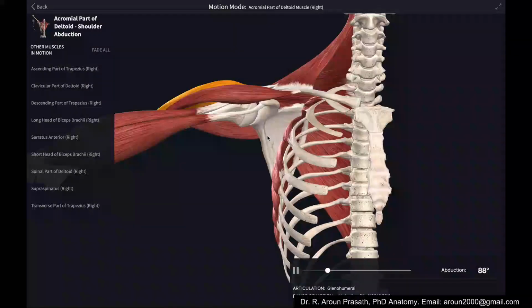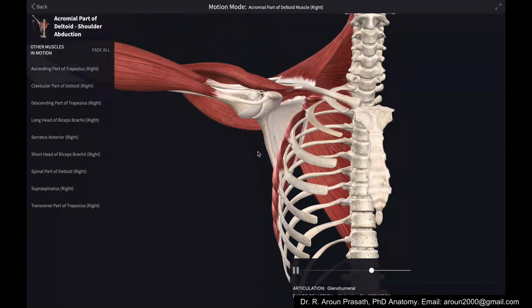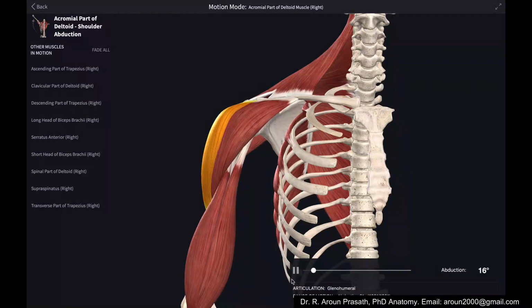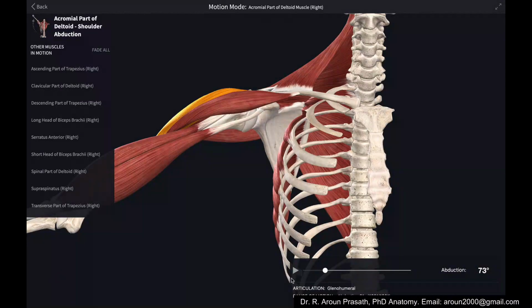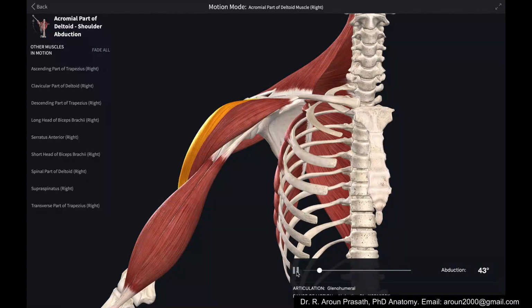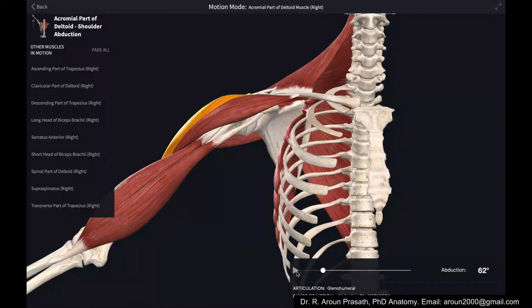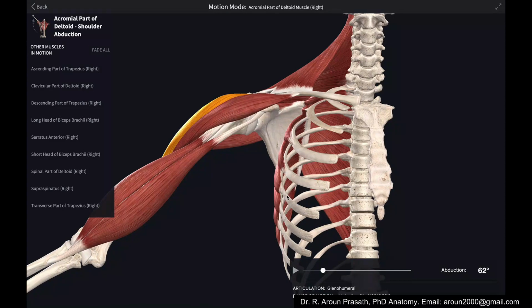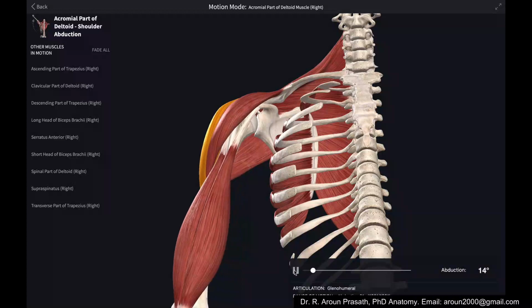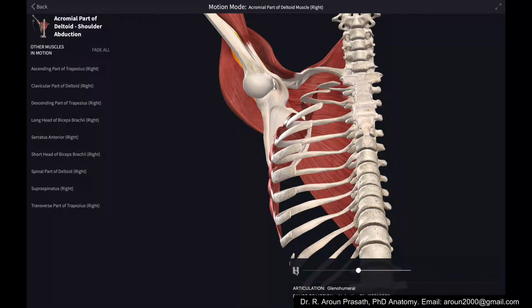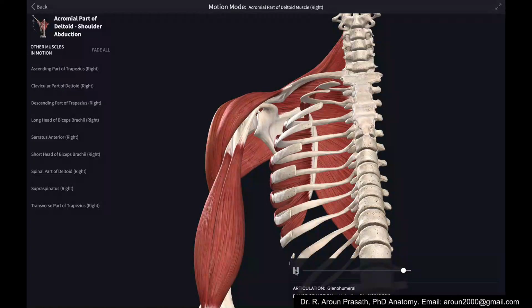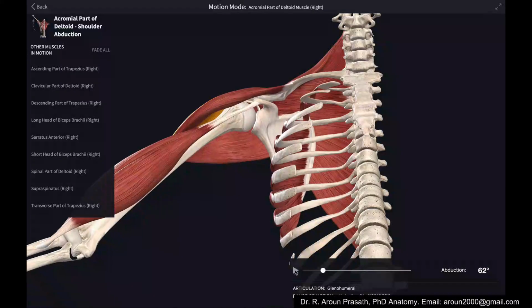Okay, so there are many interesting facts that you have to observe in the abduction movement. Okay, so you see, from 0 degrees to 45 degrees, the movement is taking place in the glenohumeral joint. Just observe carefully, from 0 to 45 degrees the movement is taking place in the glenohumeral joint here.